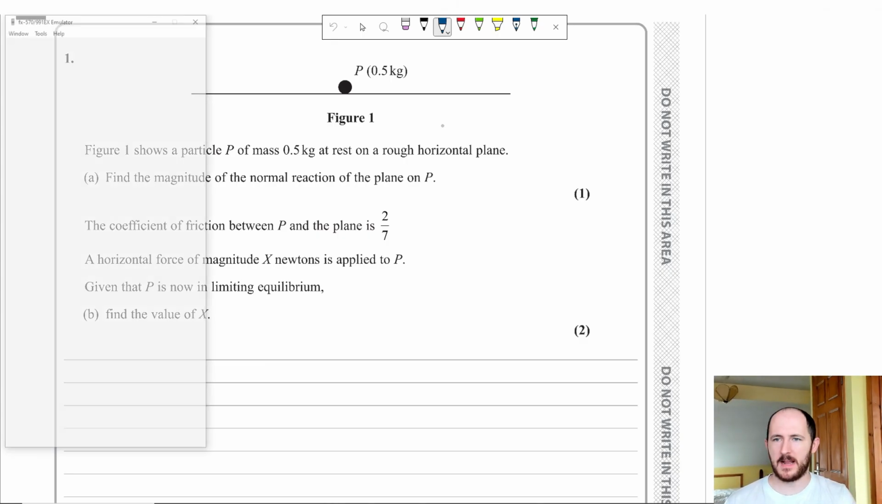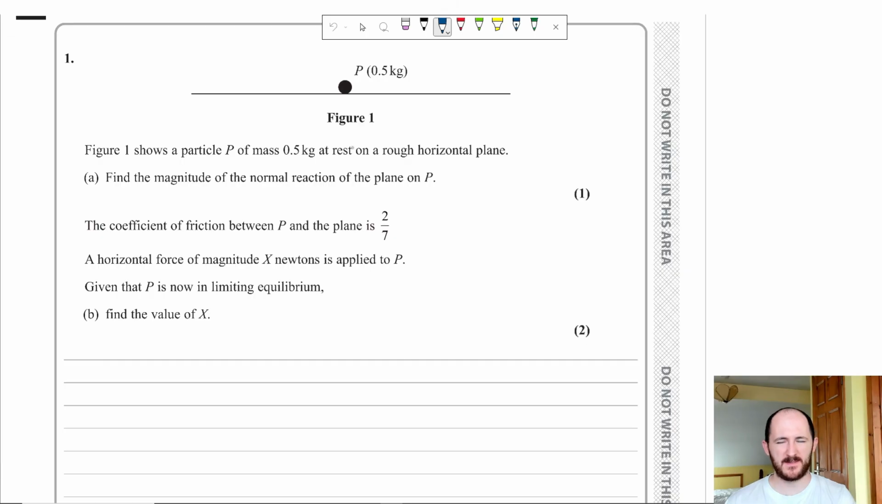So here we have the first question. The first question normally is something fairly simple, where you only get a couple of marks. But I would label all the forces. We have a downwards force, which is the weight, 0.5 G, and we have an upwards force, which I'm going to call R. And that's it for now, because again, there is a rough horizontal plane, but there's no horizontal force anyway, so there's no friction either yet. But in part B, you can see that there is friction.